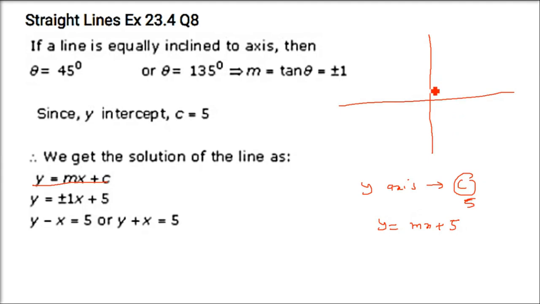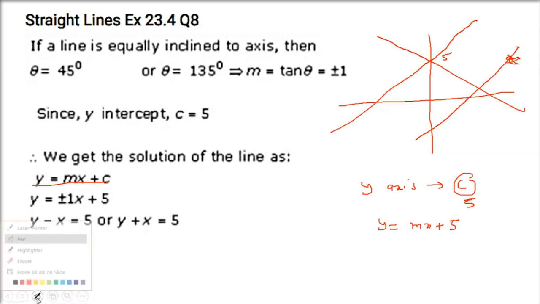That means, I don't know where it goes, but I can tell you that from the positive x-axis it is making 45 degrees, and the other line is making 135 degrees. So the first line is this one, the second line is this one. The first line which I made, just disregard it. The second and third lines which I made, just disregard them.